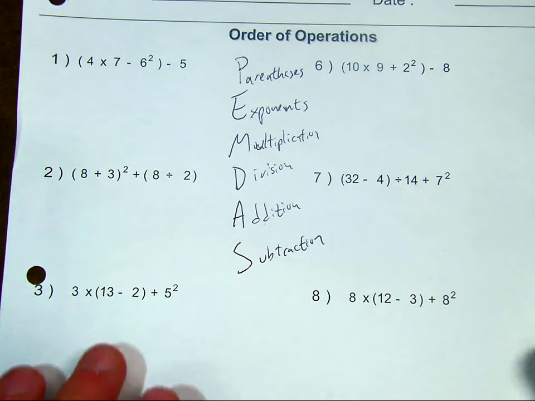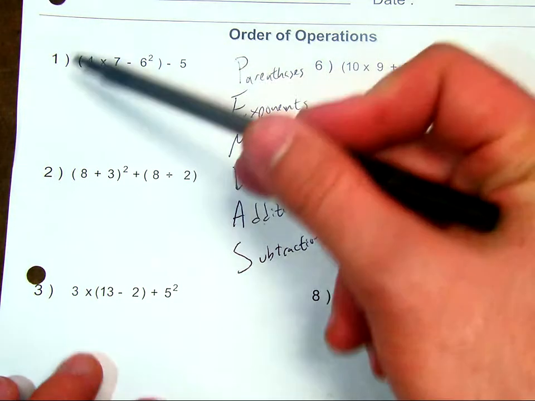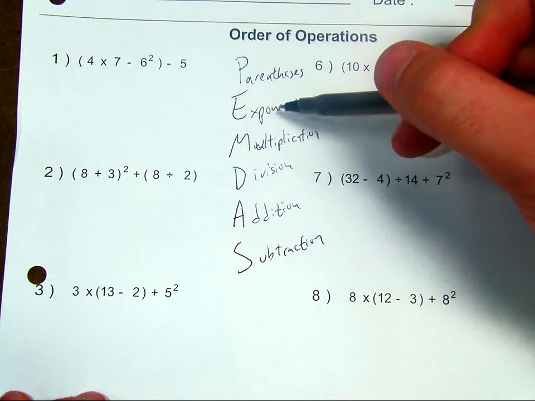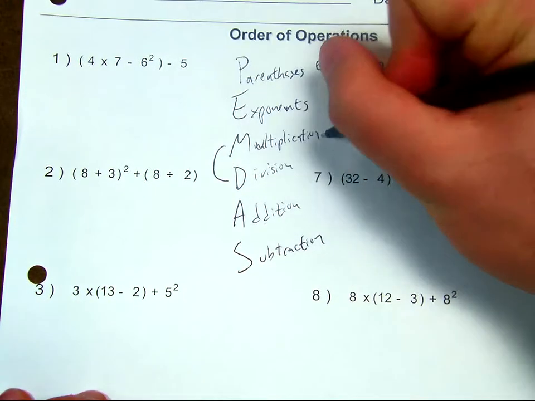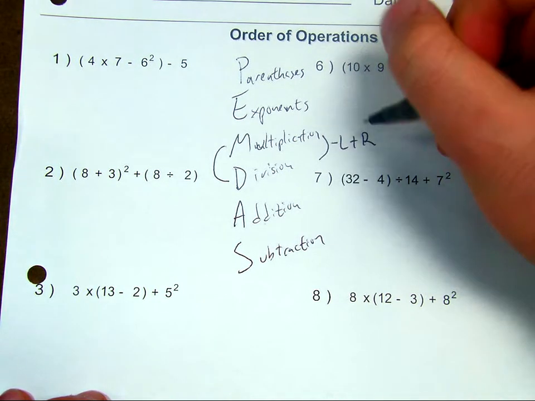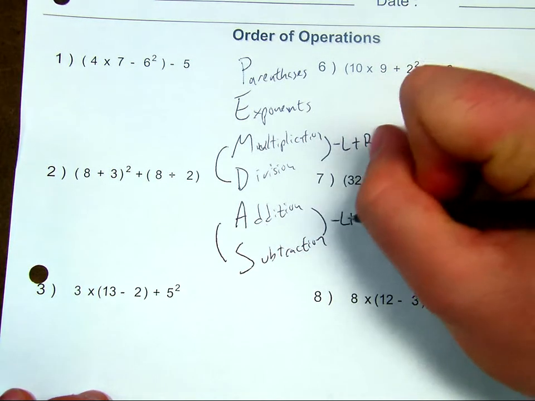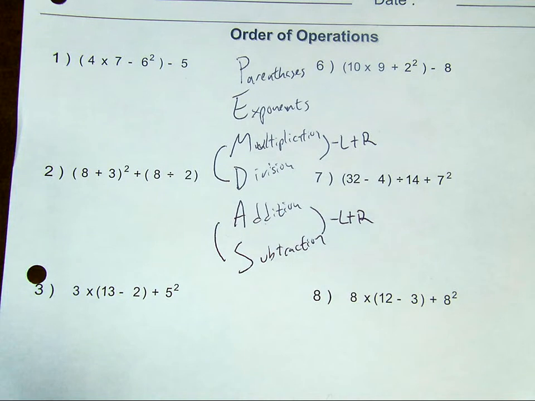So, what this means, this is probably gobbledygook to you. Whenever you see a problem that has multiple things going on all at once, first you do your parentheses, then you do your exponents, then you do multiply and divide together. This is going to be left to right. Then you do addition and subtraction together, again, left to right. Okay? So, we'll see what that looks like.